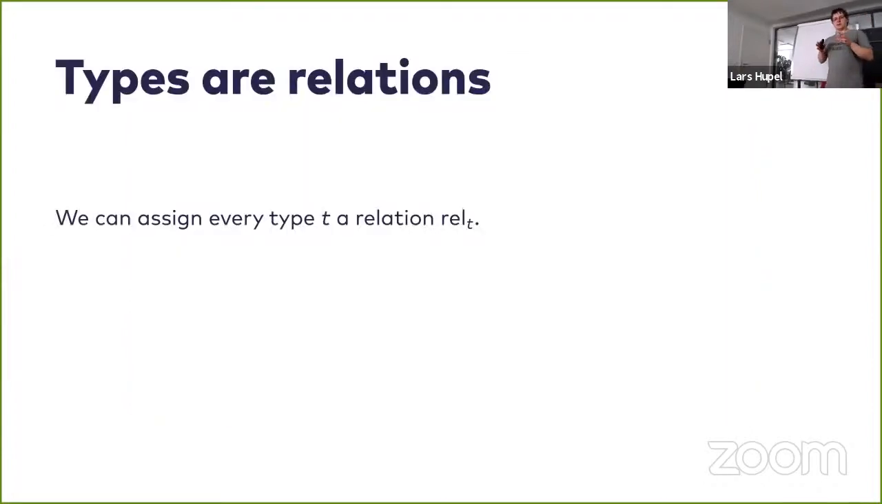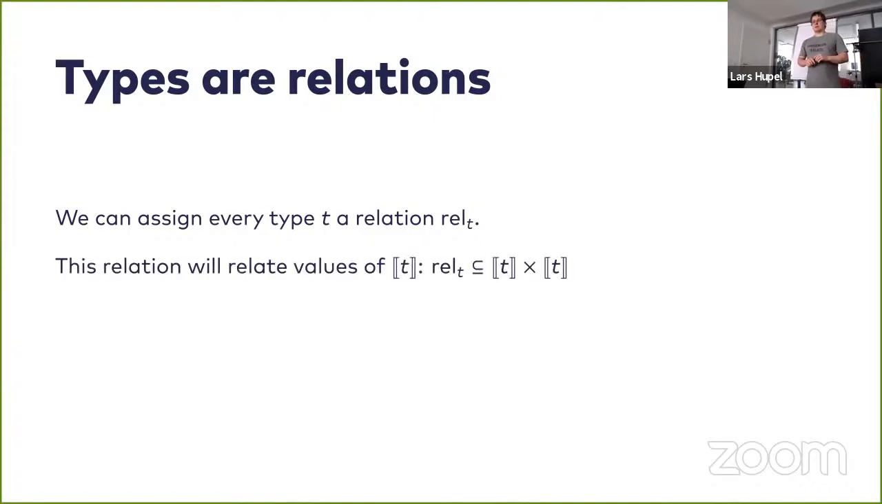So to summarize, we can assign every type T a relation, and we can give that relation a particular name. And I will use in these slides a subscript, so like an index. So I will say it's rel T. So rel T is the relation that corresponds to the type T. And this relation will always relate values of that type to the same type. So this kind of looks funny, right? I will do my best and try to explain what the meaning of this is, right? So why are we relating values of one type to the values of the same type?